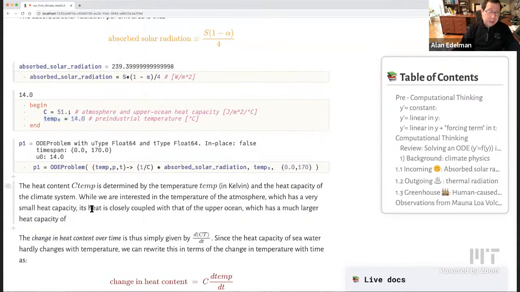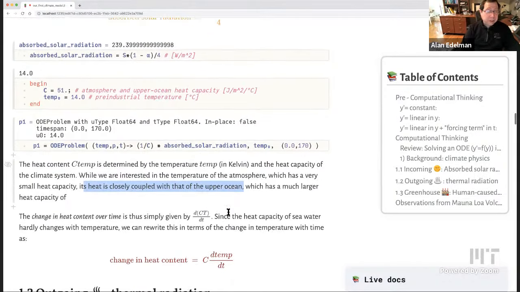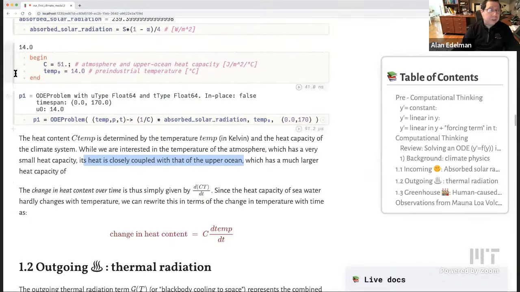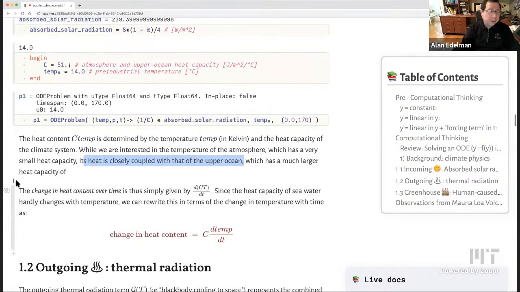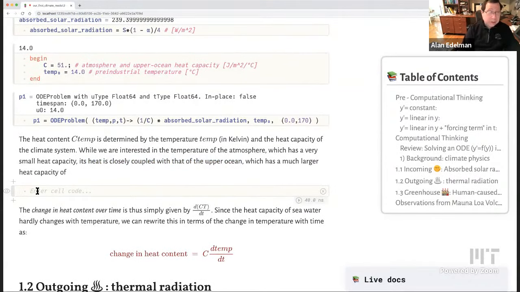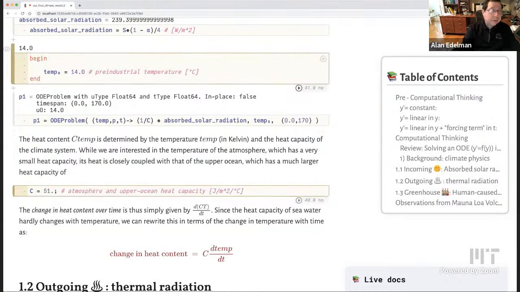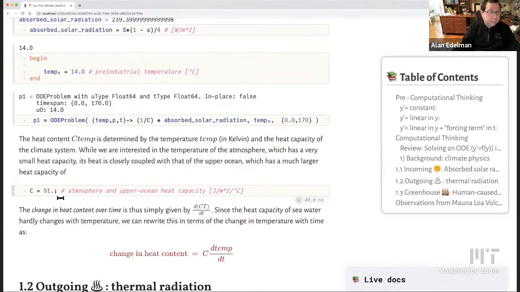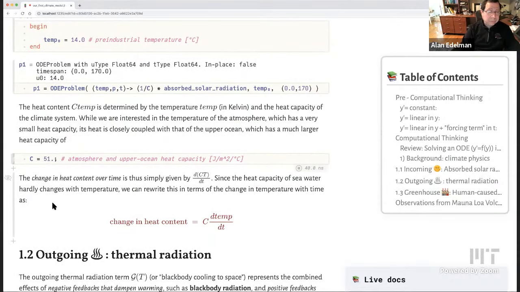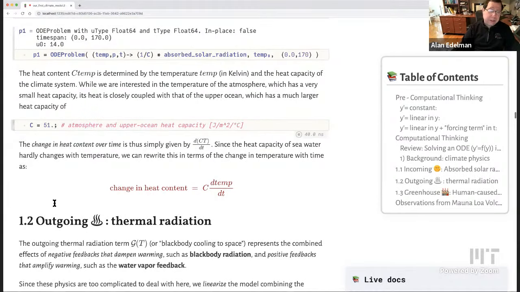So this is the key part of the sentence, that the heat is closely coupled with that of the upper ocean, which has this C equals 51. I could put it back in. The capacity of C equals, it's this right here. Let's take it out of here and put it here. There we go. Basically, this is shielding the heat from the Earth. That's the way I look at it.